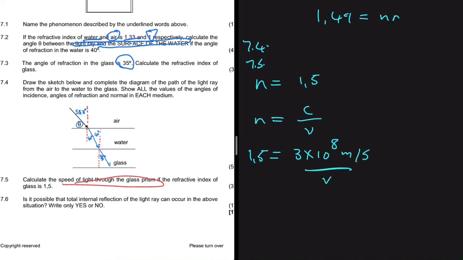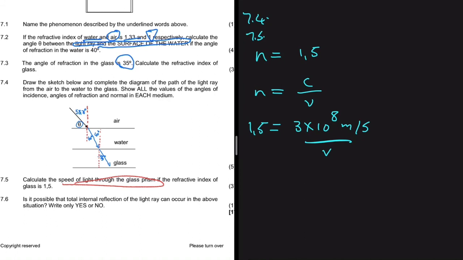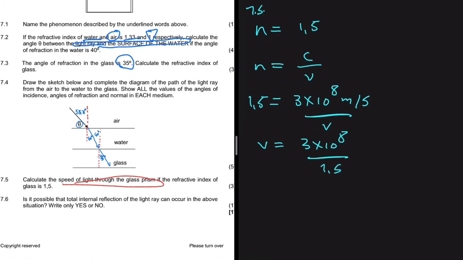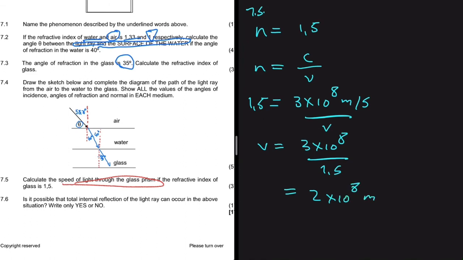Divided by the speed of light in the medium. So right now we're cross multiplying and dividing both sides by 1.5, right? We're going to get the speed of light in the glass prism being equal to 3 times 10 to the 8 meters per second divided by 1.5. And then if you put that in your calculator, you're going to get 2 times 10 to the 8 meters per second.